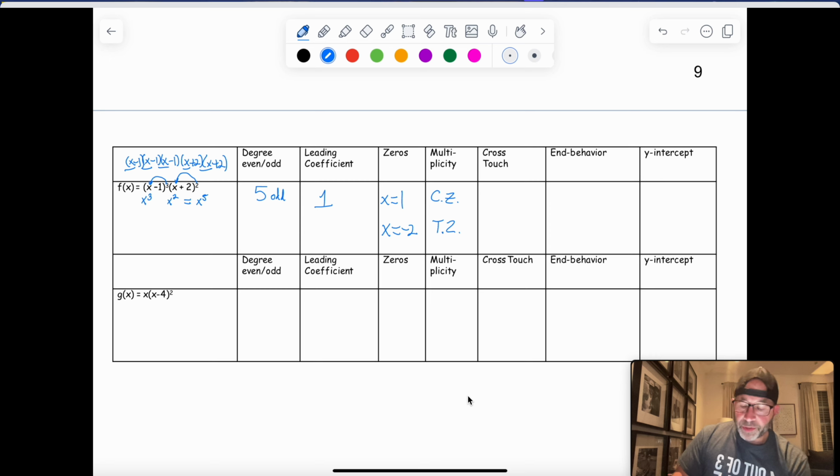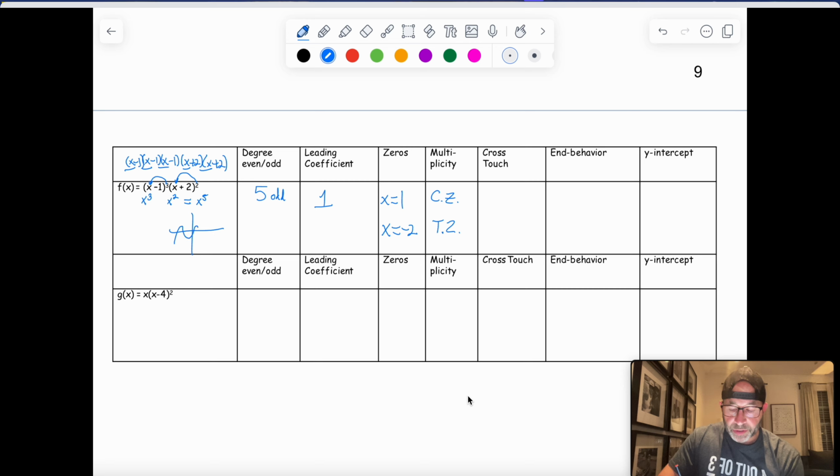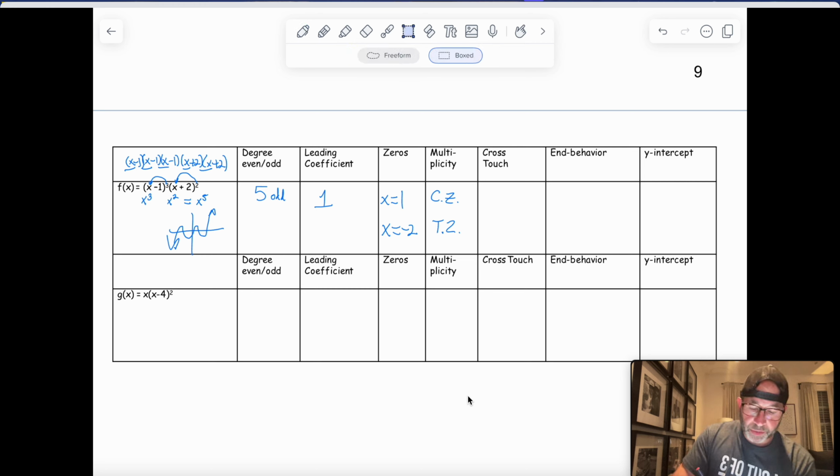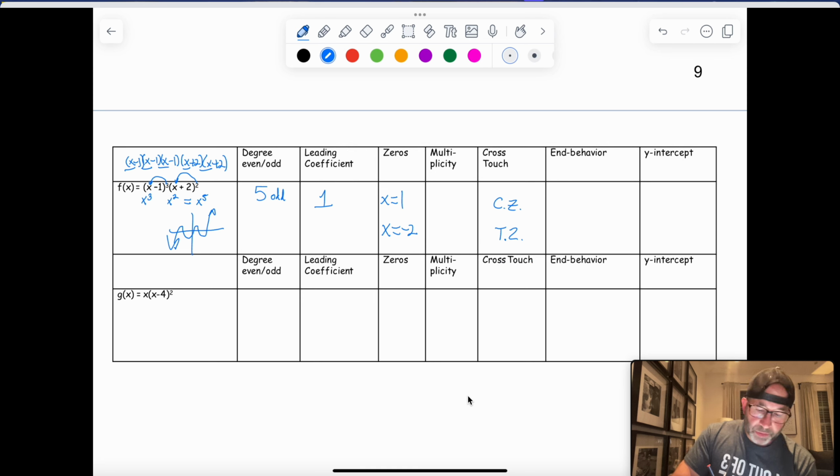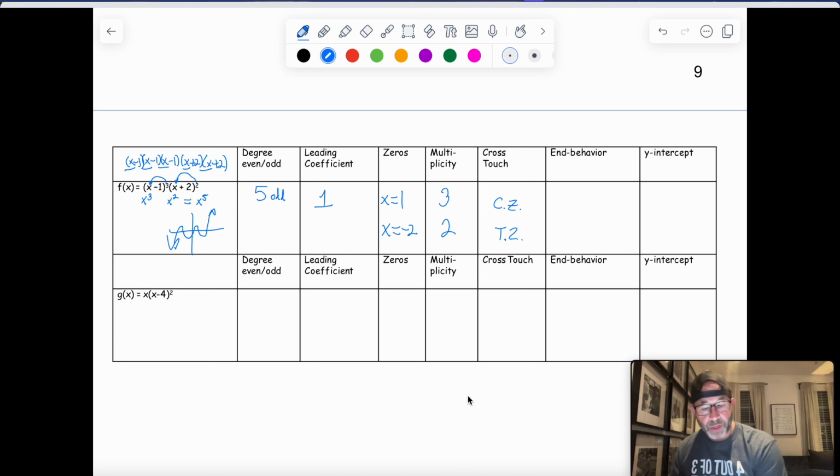The end behavior for this, it's a 5th degree polynomial. The leading coefficient is 1. So what's going to end up happening is we're going to have a graph that's going to look something like this. Doesn't matter exactly what it looks like perfectly. So the behavior is, oh, I totally put these things in the wrong spot for this one. Crossing zero, turning zero. And it's a multiplicity of 3 and a multiplicity of 2 because that x minus 1 counts as 3, and then the x plus 2 counts twice.